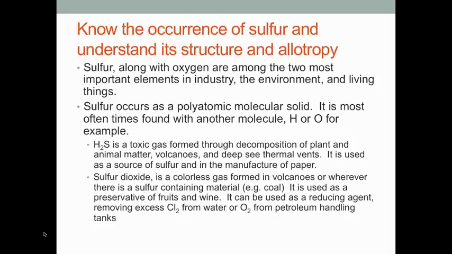Sulfur dioxide is a colorless gas also formed in volcanoes when sulfur meets oxygen, or wherever there is a sulfur-containing material. Coal has sulfur in it. It's used as a preservative of fruits and wines. It can be used as a reducing agent as well. It can remove excess chlorine from water or oxygen from petroleum handling tanks.